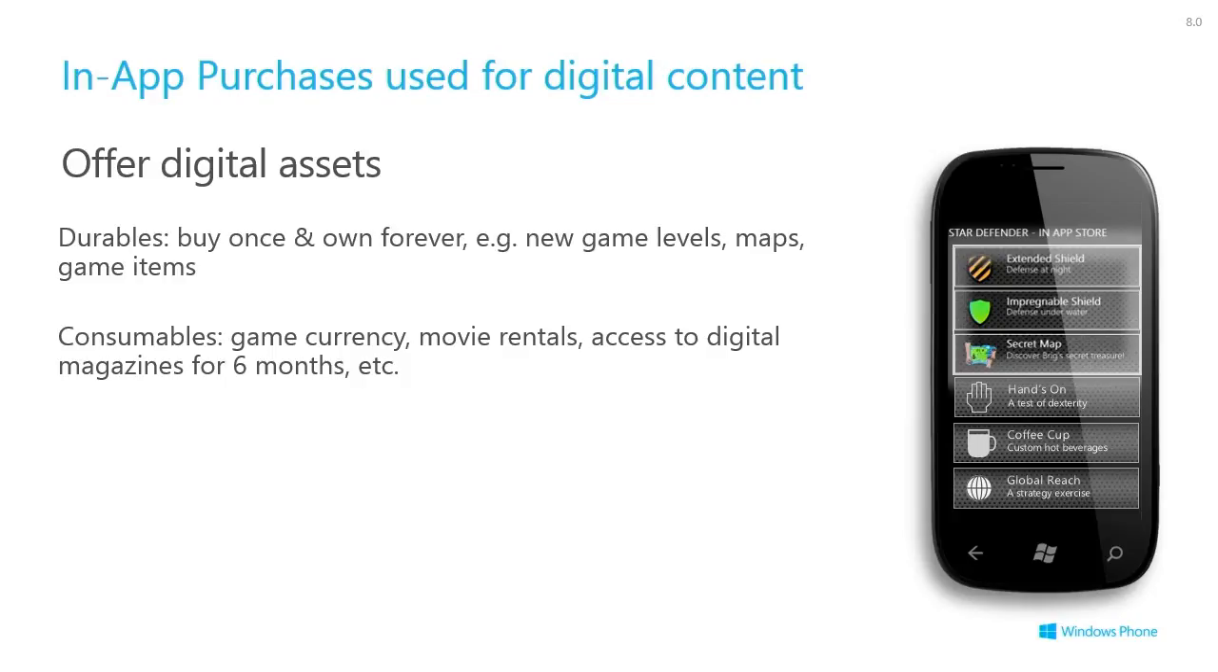Consumables are things that get used up, and these are game tokens. So the user spends them effectively by interacting with your application, or movie rentals. So once they've been spent, they're gone forever. And when they're expired, they have to go and buy some more.